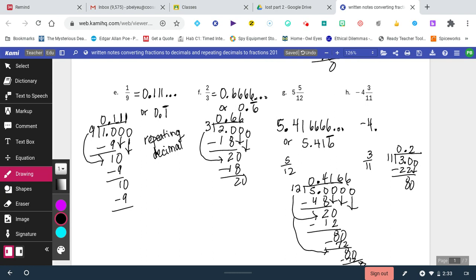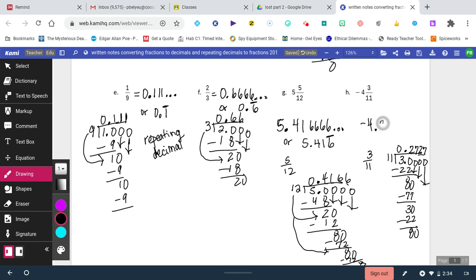How many groups of 11 can you get out of 80? Well, that would be 7. I get a 3. 80 minus 77 is 3. How many groups of 11 can you get out of 30? I'm back at 2. So guess what? This thing is not going to repeat just the 2. It's going to repeat the 2 and the 7 because 30 minus 22 is another 8. And that would be another 7. So I'm repeating the 2 and the 7.